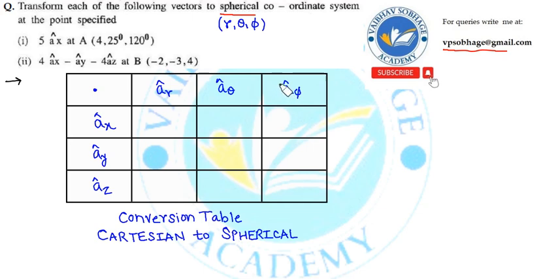Now we will look at the very first element. If you take the dot product between AX and AR, the very first element will be sin theta cos phi.